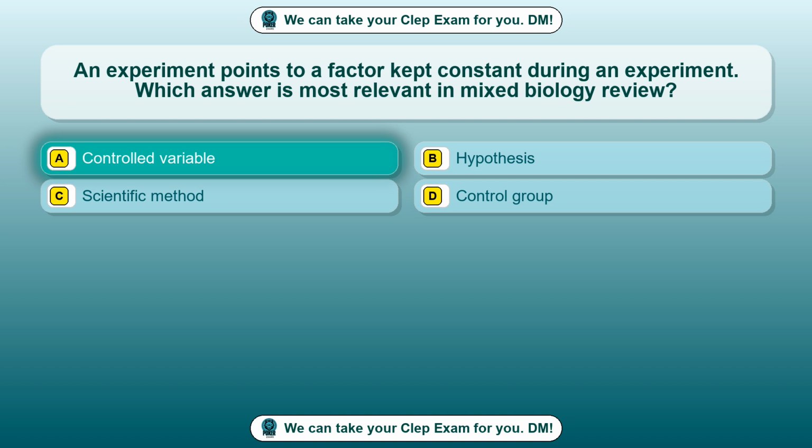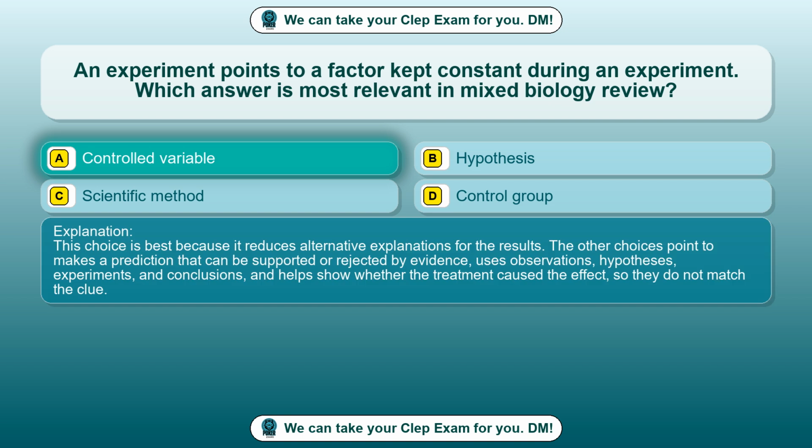The correct answer is option A, controlled variable. This choice is best because it reduces alternative explanations for the results. The other choices point to makes a prediction that can be supported or rejected by evidence, uses observations, hypotheses, experiments, and conclusions, and helps show whether the treatment caused the effect, so they do not match the clue.